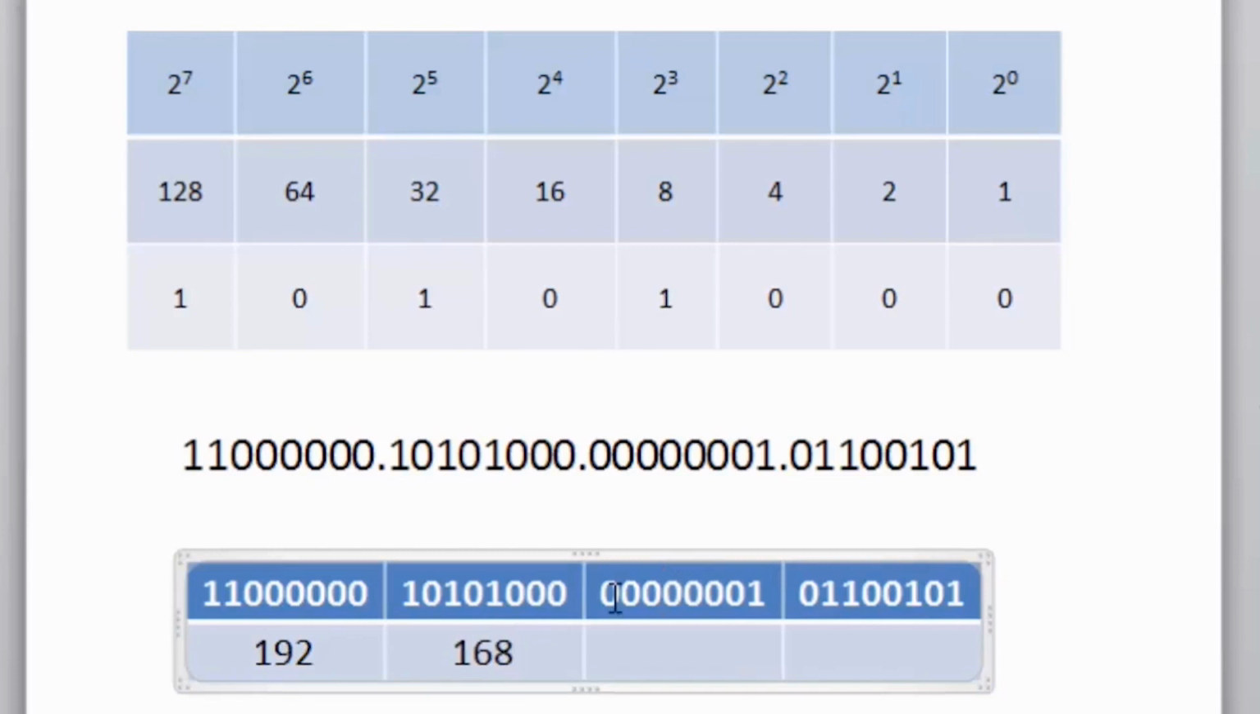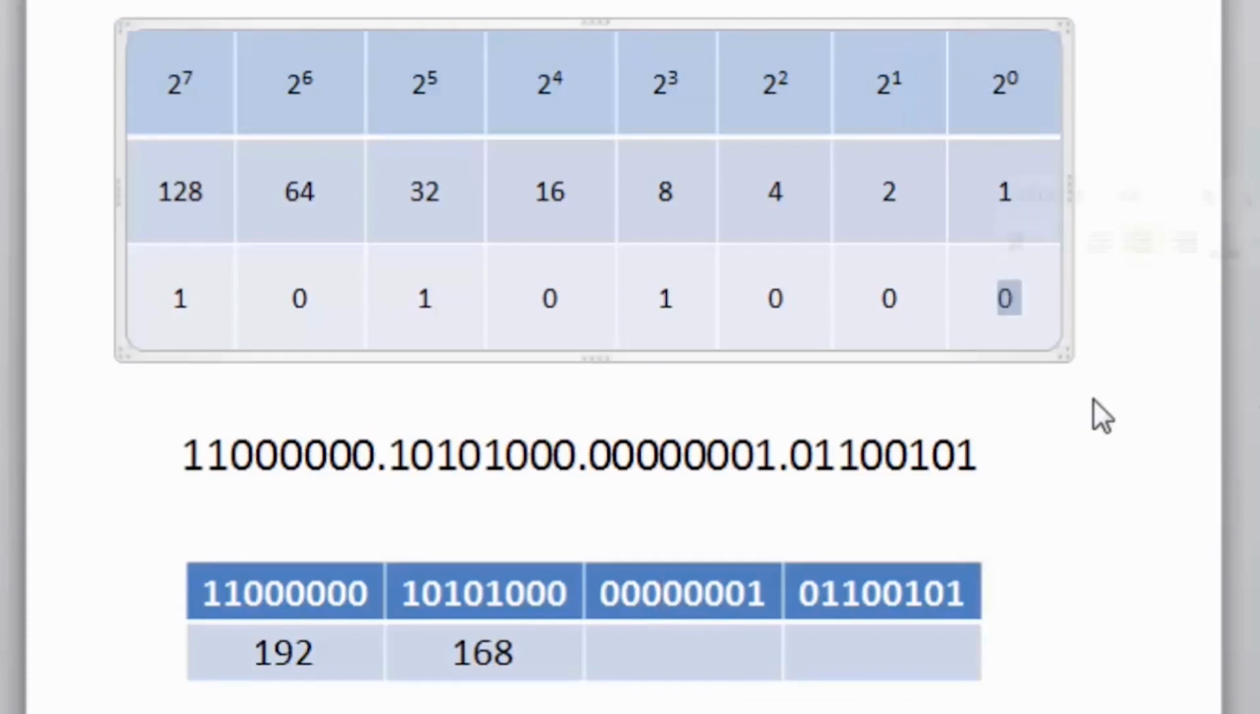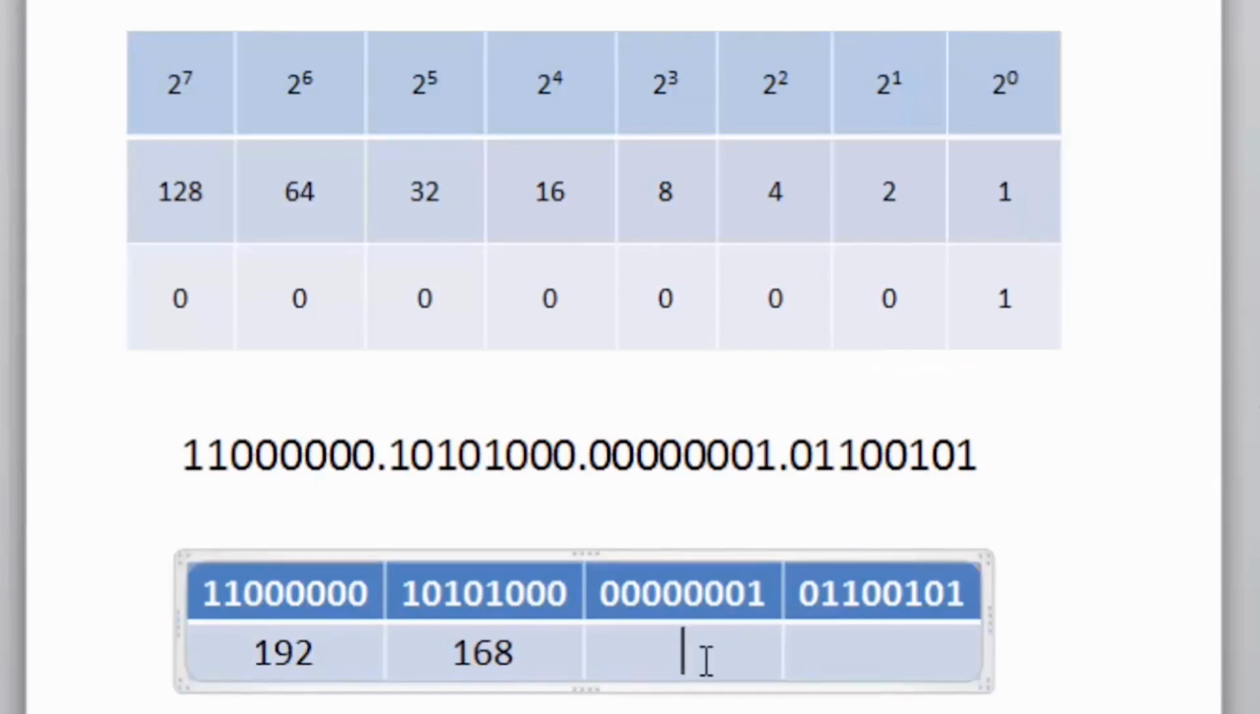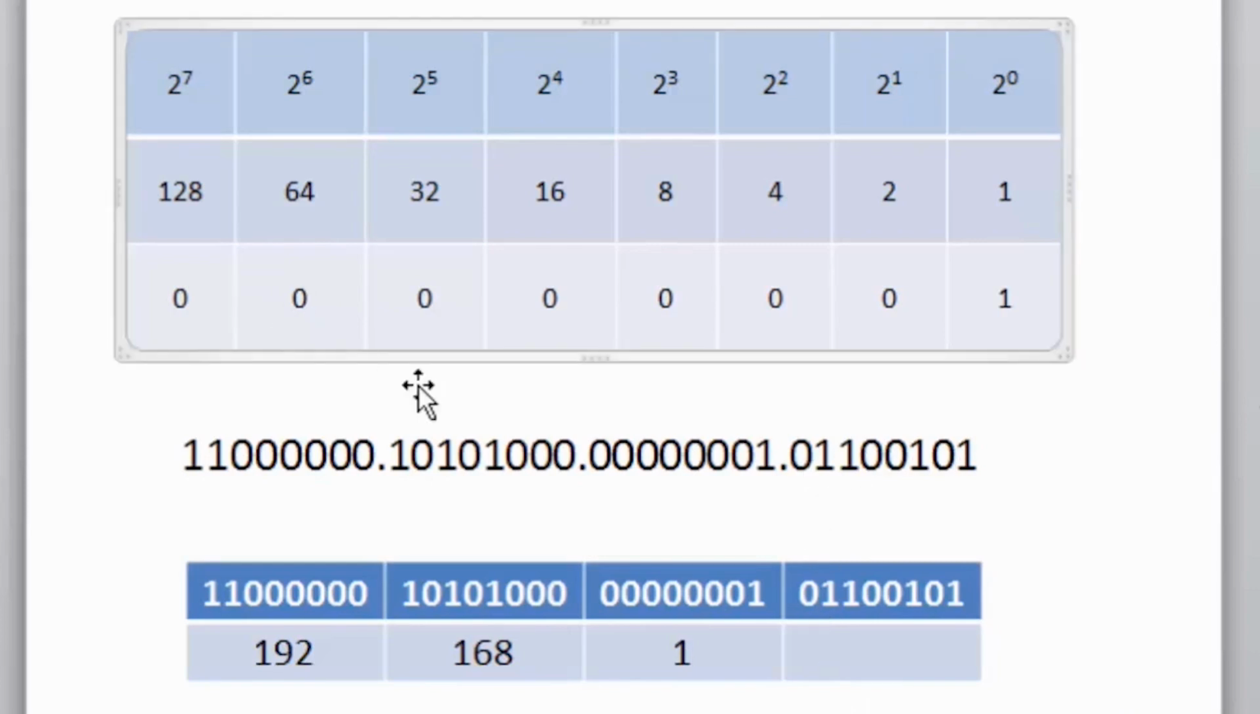The next octet is all zeros with a 1 in the last place in the ones place. This is easy. This is the number 1. All zeros and a 1 in the ones place makes the number 1. And then finally, we have a number here. I'll plug it in here into my table.